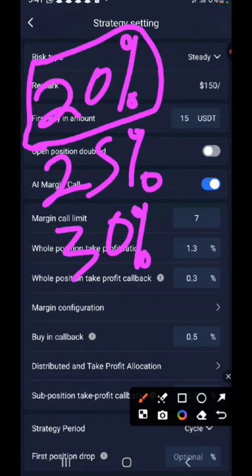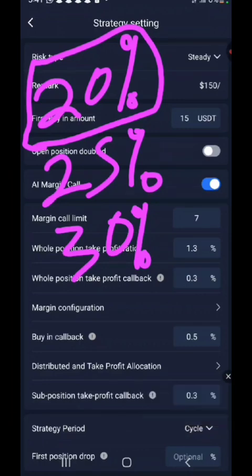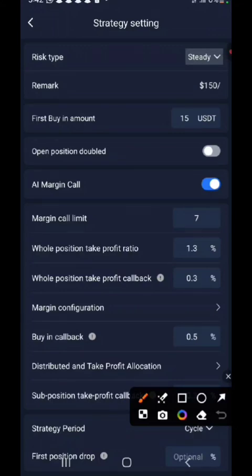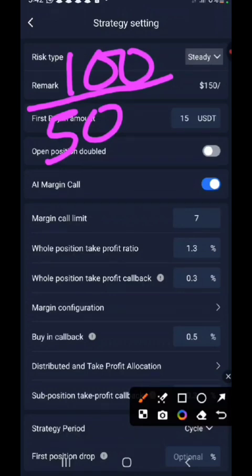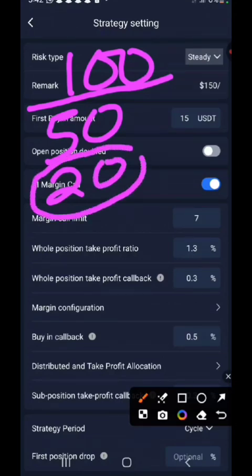So currently I would like to use 50 as my first buy, so that I remain with $100 as my balance. That will cater for me in case the market drops. I can also use $20, but $20 is very little.